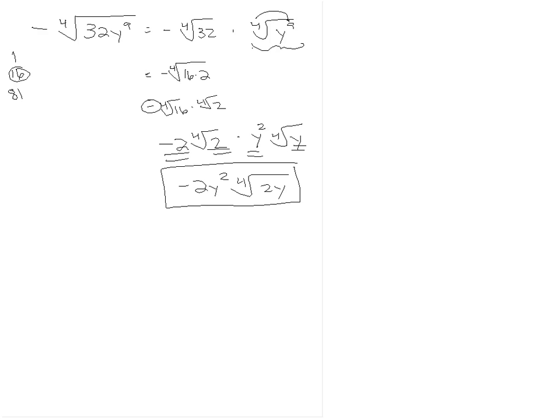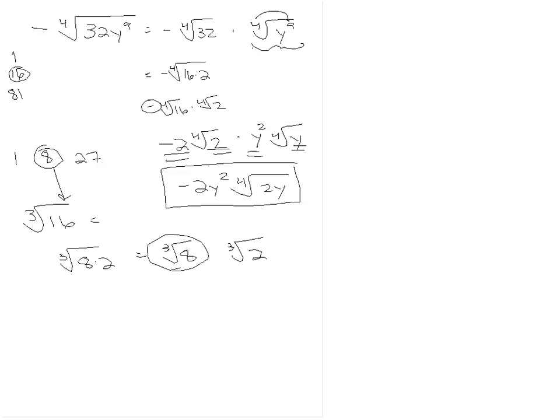Okay. On a more simple note, the cube root of 16, how can we reduce that? Think about it. 1 times 1 times 1 is 1. 2 times 2 times 2, 8. 3 times 3 times 3, 27. Will that divide into that evenly? Yes, it will. So I can rewrite it as 8 times 2, which means it's the cube root of 8 times the cube root of 2. The cube root of 8 is 2, and you have the cube root of 2 left over. Okay?